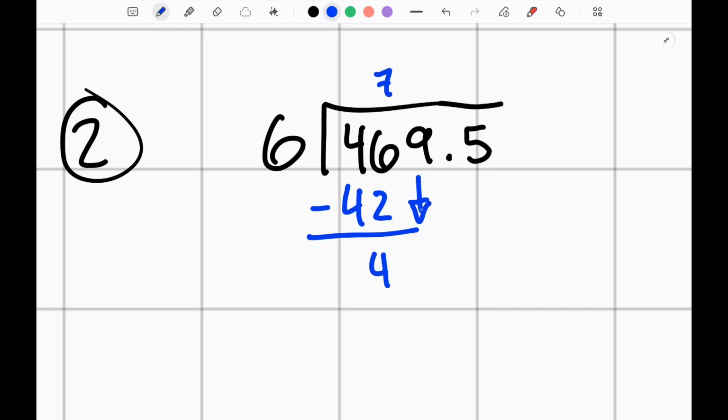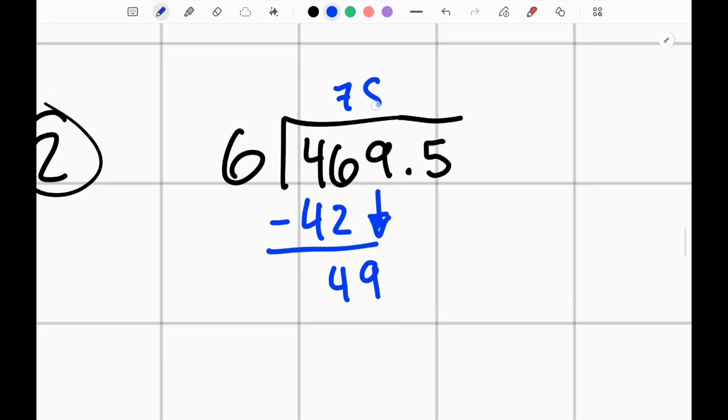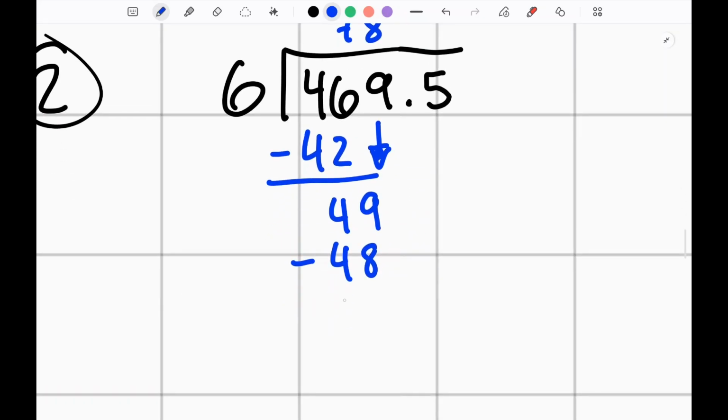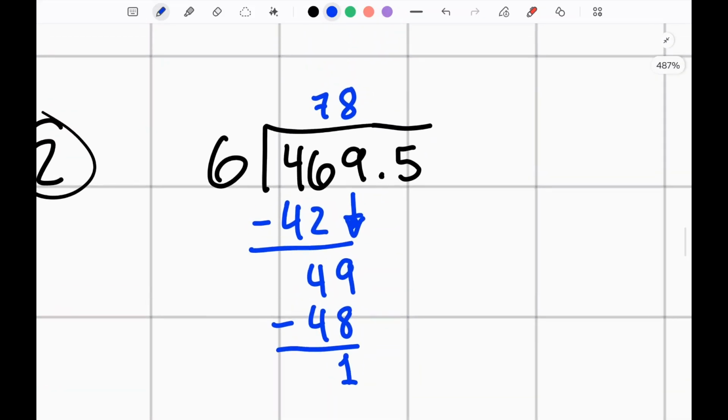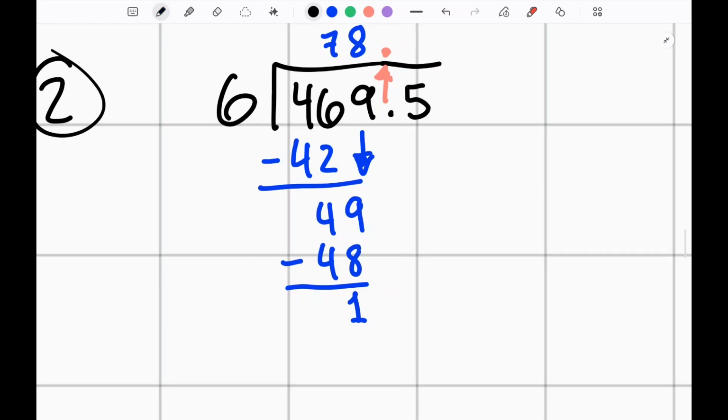We're going to subtract. 46 minus 42 is 4. Okay, so we drop the next digit, which is a 9, here. Can 6 fit in 49? And yes, it can. It can fit 8 times. 6 times 8 is 48. And we're going to subtract. 49 minus 48 is 1. Notice how here we already have a decimal point, so we need to draw a decimal point directly above the already existing decimal point. That's important. We're going to bring down the next digit, which is a 5.